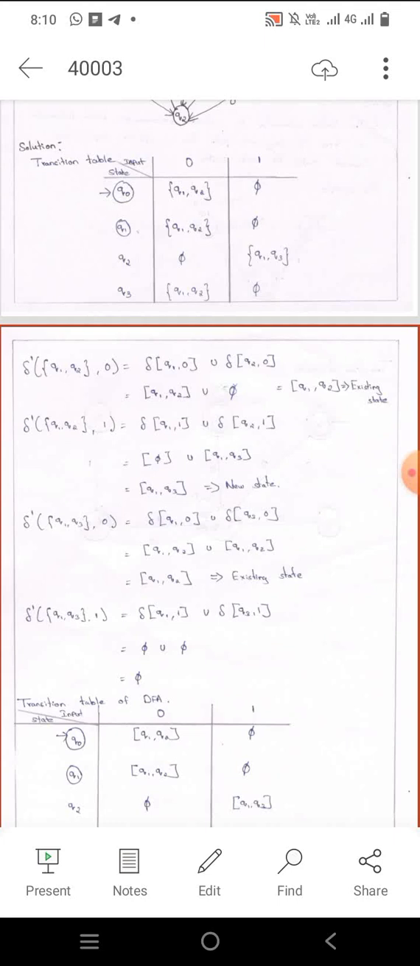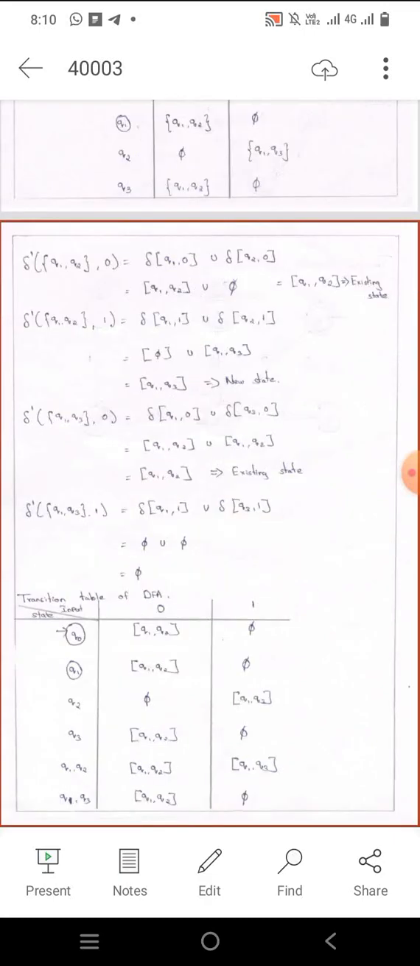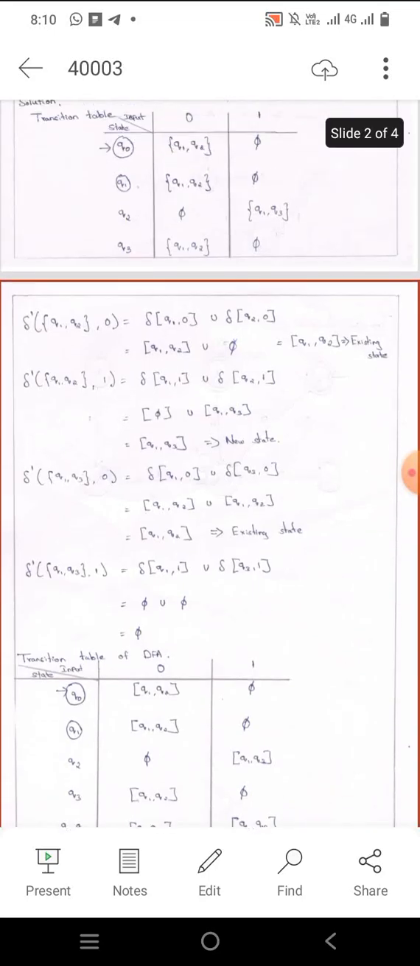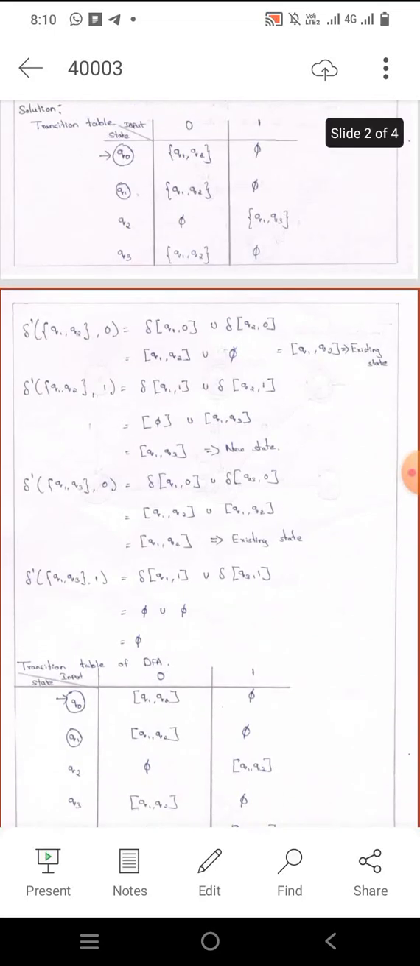So now we want to compare the new state Q1 Q3 with the input symbols 0 and 1. First I am comparing with 0. That means transition of Q1 Q3 with 0. So see the left hand side: transition of Q1 comma 0 union transition of Q3 comma 0 from the table. Transition of Q1 comma 0 is nothing but Q1 Q3, union transition of Q3 comma 0, which is Q1 Q2. If you union this, we will get Q1 Q2. So Q1 Q2 is nothing but an existing state.